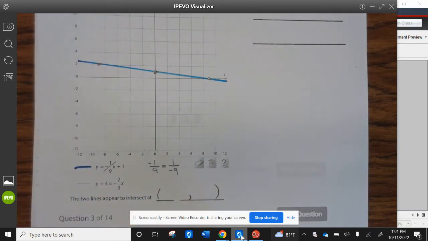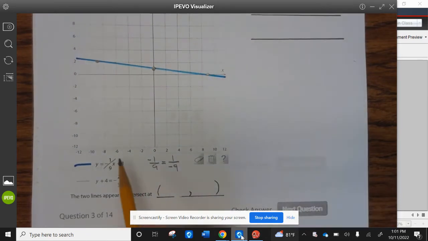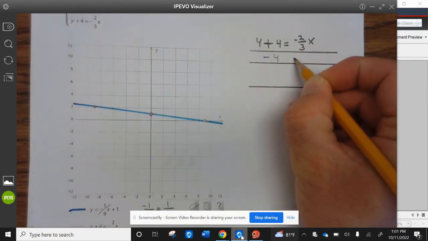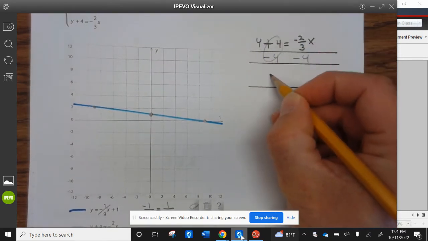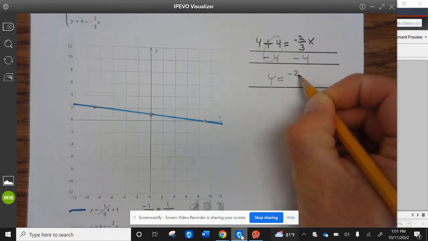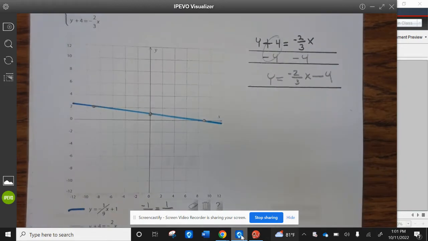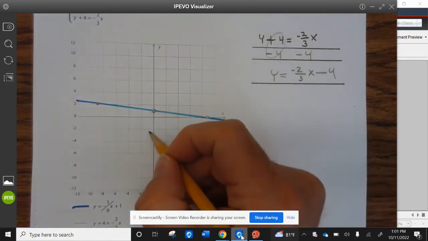So now we're going to graph the second equation, but we can't graph it until we solve for y. So we're going to come over here and solve for y. We subtract 4 from both sides. That becomes 0. You get y equals -2 divided by 3x minus 4. So for the graph, we start at 0, -4.